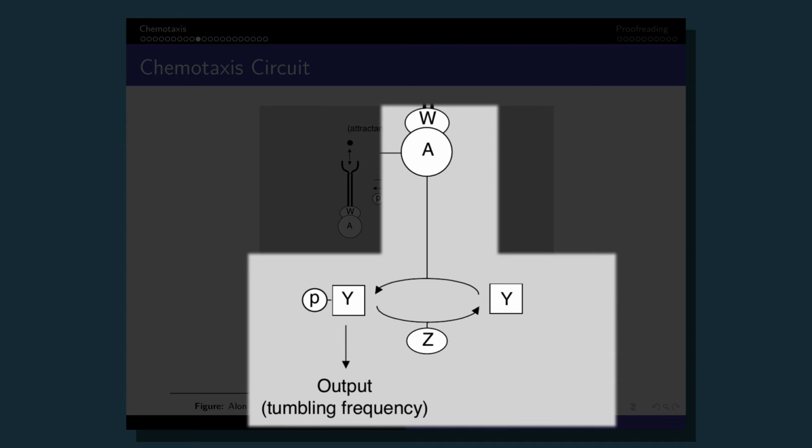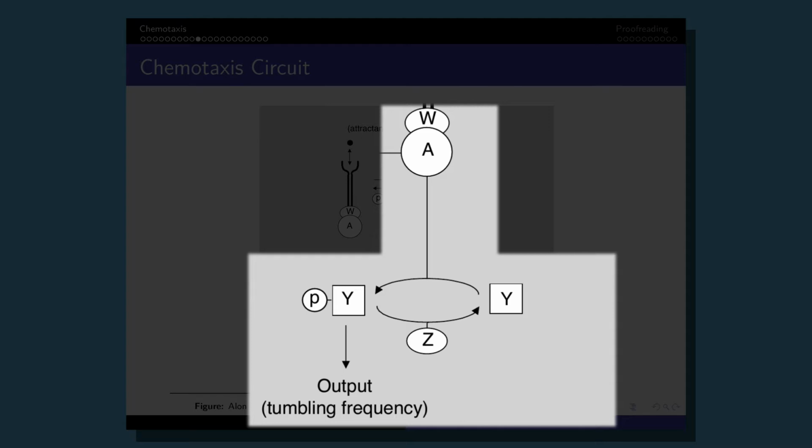The other side of this coin is A also activates Y, key Y. So what happens there is when A is active, meaning the receptor it's attached to is methylated but not bound by a ligand, it's going to phosphorylate Y, which will cause the little motors on the flagella to cause the bacteria to tumble. So the more phosphorylated Y there is, the more tumbling there's going to be. So as the amount of phosphorylated Y increases, you're going to have more tumbling activity, and that's what we're interested in.